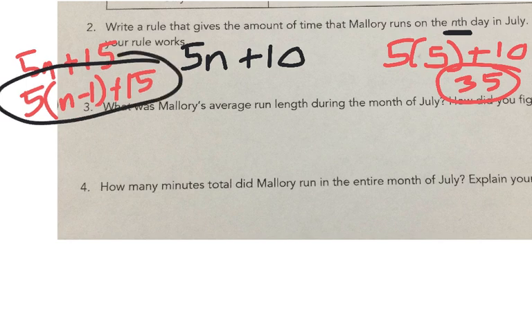Yeah, that's the other one that I wanted somebody to notice. What happens if you distribute this? You would get 5n minus 5 plus 15. Do you have any like terms? 15 minus 5, which is 10. Is this the same thing? Either rule you come up with?